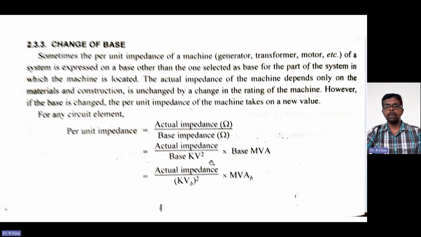So this denominator base MVA goes here. So per unit impedance equals actual impedance divided by KVB squared into MVA base. So this is the formula for calculating the per unit impedance. You need to remember this per unit impedance: that is actual impedance divided by KVB squared into MVA base.